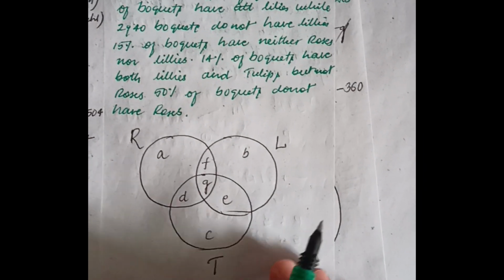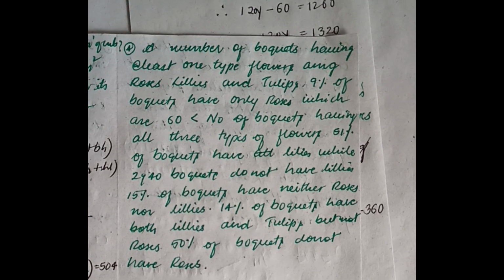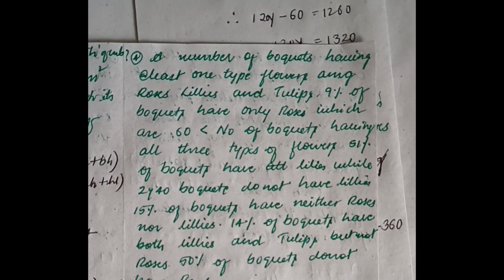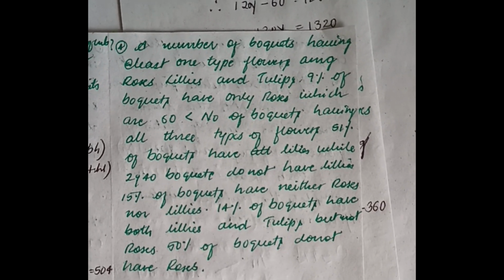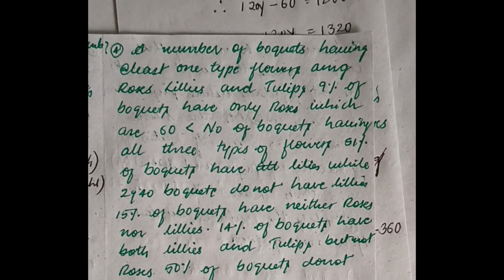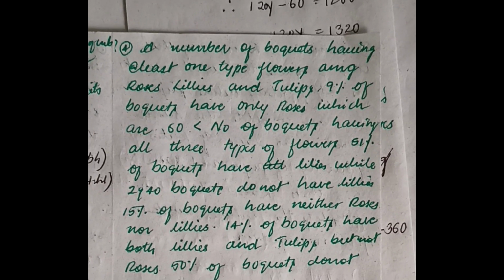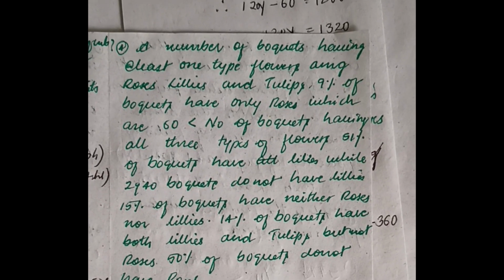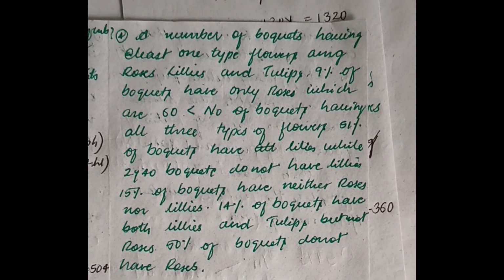So let's solve one case-based question today. A number of bouquets having at least one type of flowers among roses, lilies and tulips. 9% of the bouquets have only roses, which are 60 less than the number of bouquets having all three types of flowers. 51% of the bouquets have lilies, while 2940 bouquets do not have lilies. 15% of the bouquets have neither roses nor lilies. 14% of the bouquets have both lilies and tulips but not roses. 50% of the bouquets do not have roses.